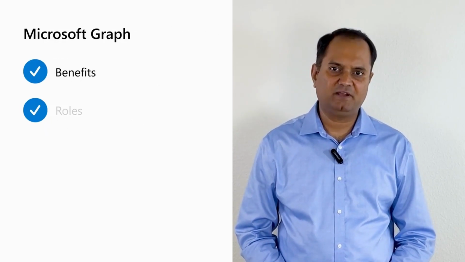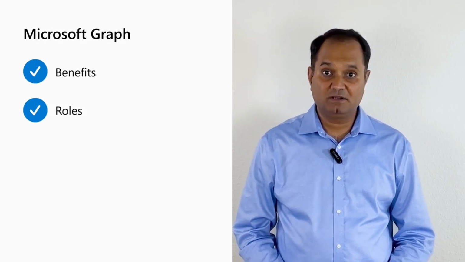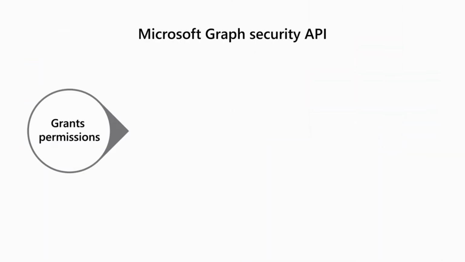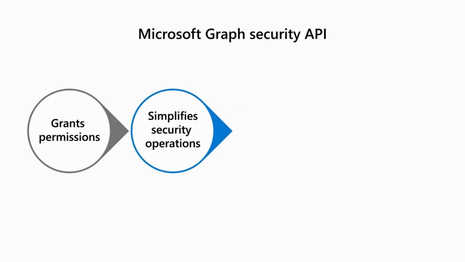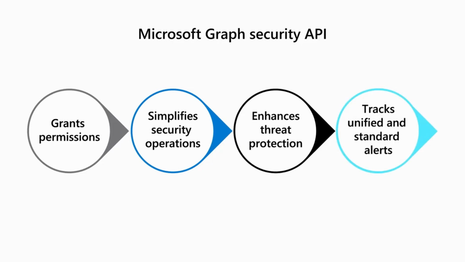In Microsoft Graph, you learned about the benefits of Microsoft Graph and its role in retrieving organizational data. You also learned that Microsoft Graph services are user and group-centered. Then you learned how to grant delegated and application permissions using Microsoft Graph. You also learned that the Microsoft Graph Security API helps to simplify security operations and enhance threat protection, detection, and response capabilities. Furthermore, you learned how unified and standard alert tracking works.